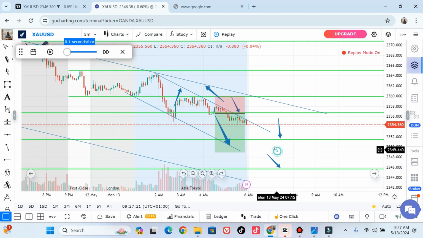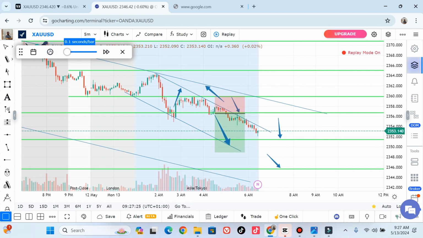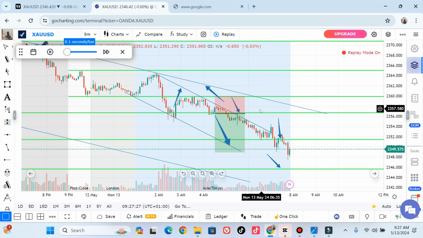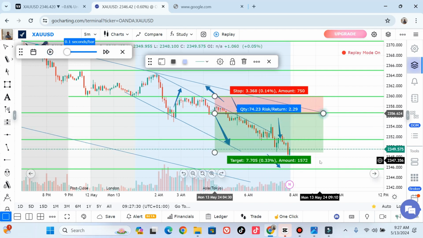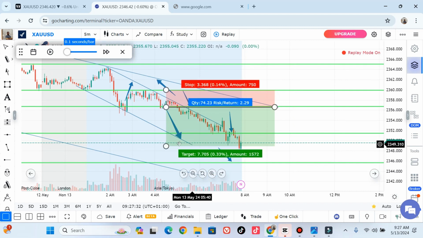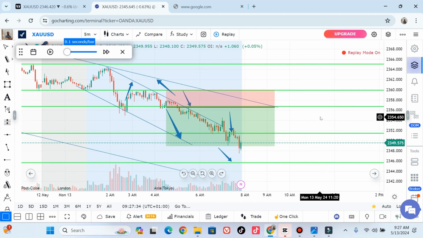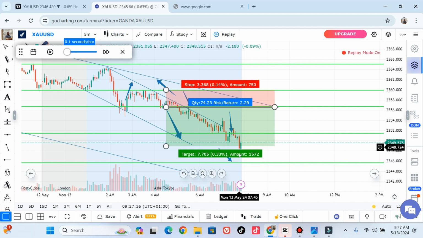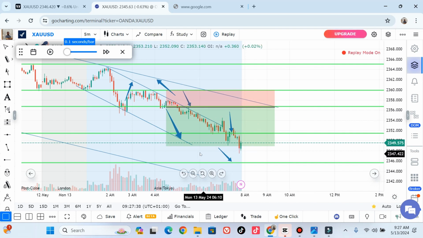So basically, this was what I did, and the market went all the way down. It was a sniper entry. Look at it. It was a sniper entry. And fortunately enough, we got our take profit in just less than 3 hours. So look at how it kept going all the way down.